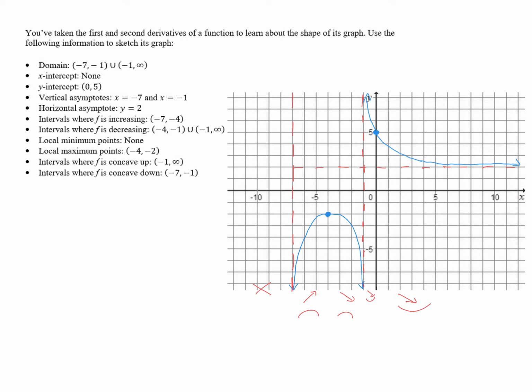Also, we knew there were no x-intercepts, which is good. We haven't randomly given an extra x-intercept when we were told there were none. And it looks like our concavity matches, and I think we're good to go. So yeah, that's that.